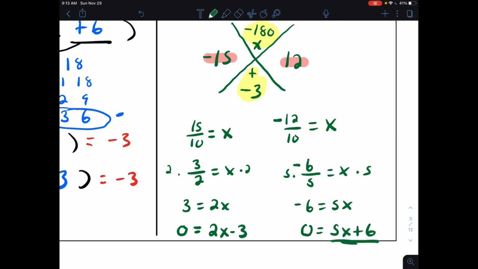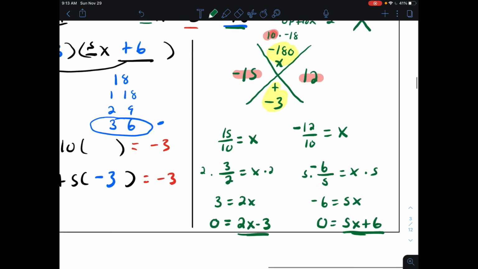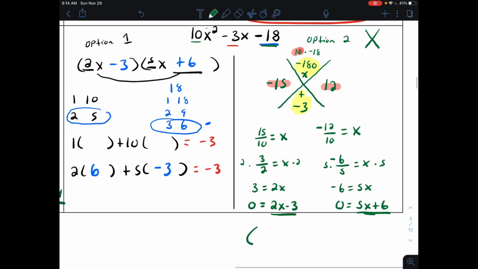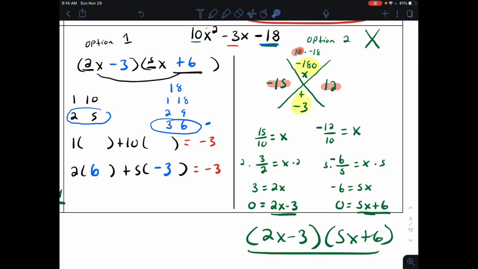And the right sides here are your two factors. And so our factors are 2x minus 3 and 5x plus 6. And you'll notice that that is the same set of factors that we got by doing plug and chug, or guess and check.